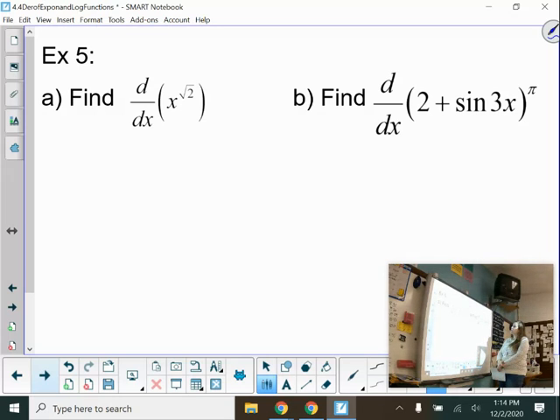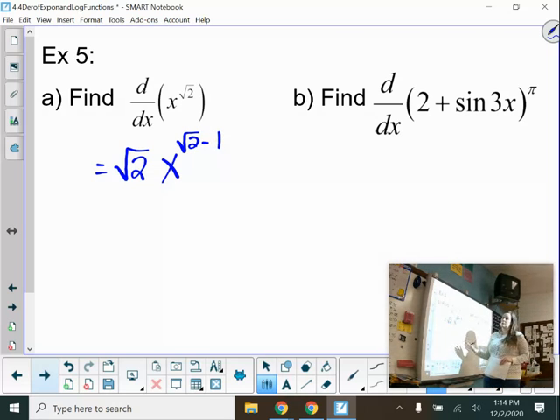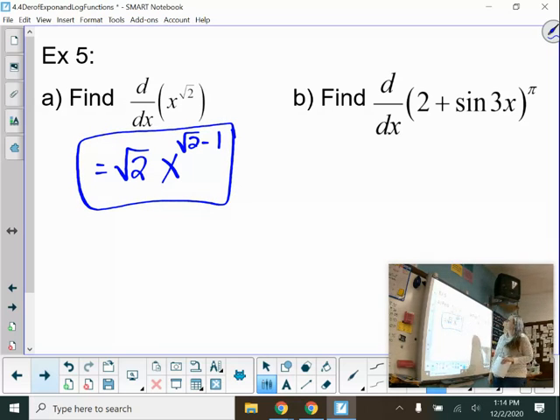So we have 2 different questions here where we're finding the derivative. Over here, find the derivative of x to the square root of 2 power. Again, I'm going to do this just like I did with the traditional x to the 3rd power. The derivative is going to be: bring the exponent down in front as a coefficient. Then you do x, and then you subtract 1 from the exponent. So that's going to be x to the square root of 2 minus 1 power. I can't do anything else with that. I can't simplify that. So that would actually be your correct answer there.